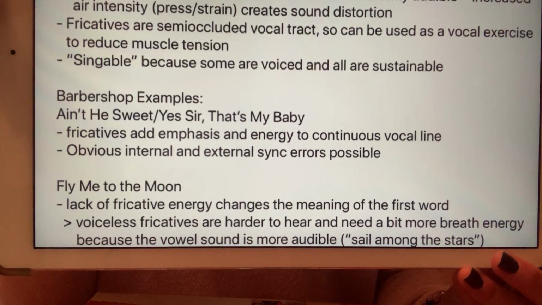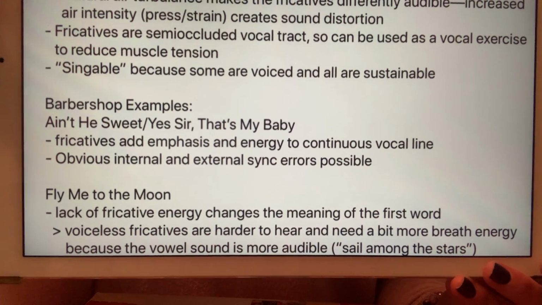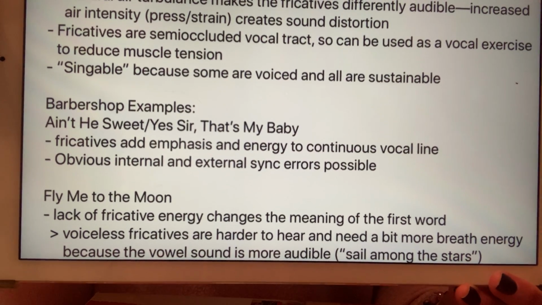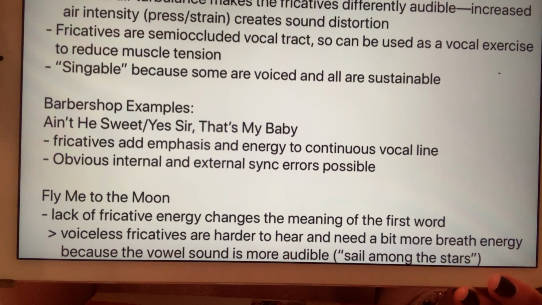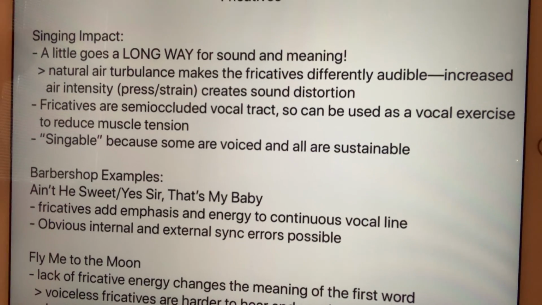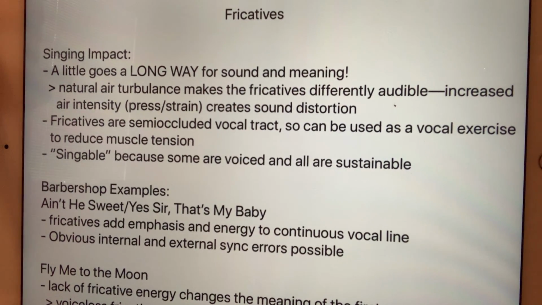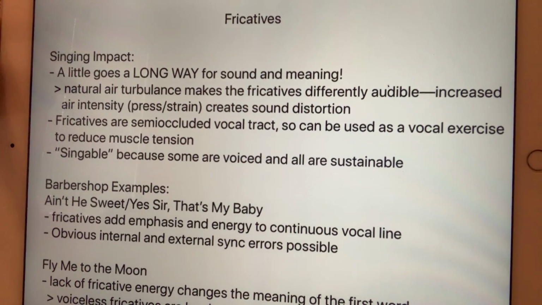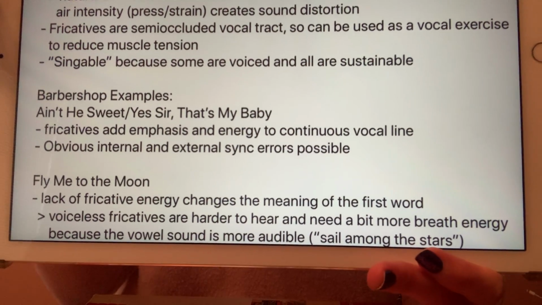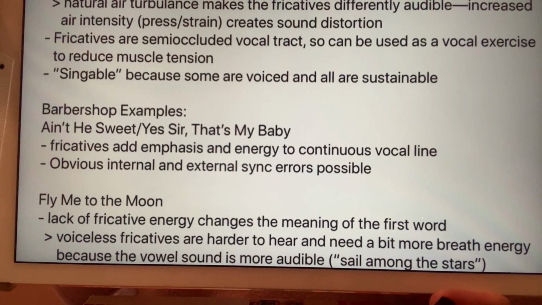We have Ain't He Sweet? That's often in a medley with Yes Sir, That's My Baby, right? So there's lots of fricatives, and there's emphasis and energy that continues the vocal line in that. So if we're thinking about Yes Sir, That's My Baby, right? The fricatives add emphasis, but it's constantly moving forward. Yes, sir, that's my baby. No, sir, I don't mean maybe, right? It's moving, moving, moving, and the fricative doesn't interrupt the flow of that.